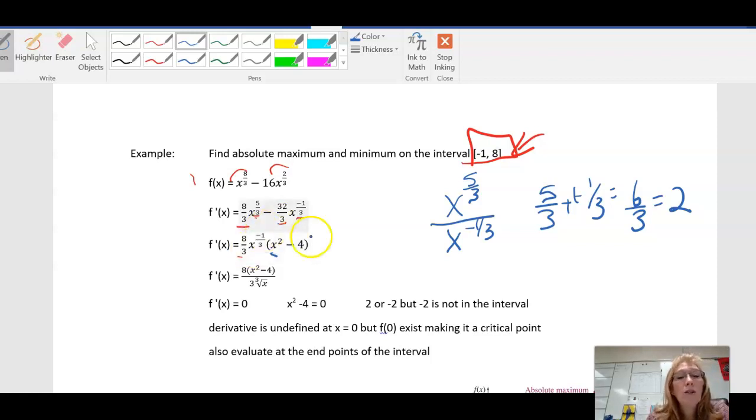All right, now I just rewrote it. I put the negative exponent in the bottom. Now we have to set this equal to 0. So this f prime equals 0 is what I'm looking for. That means we only set the numerator equal to 0.